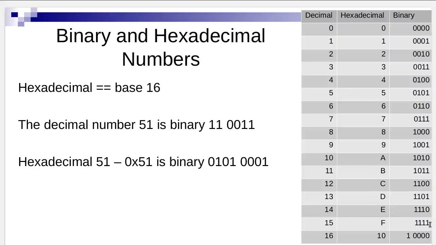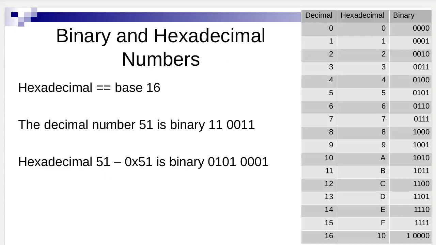I know it's a lot of thinking if you haven't seen this before, but you do want to get used to this as soon as possible. And so make sure you can work between decimal, hexadecimal and binary. I know it's a lot, but you want to get used to it.